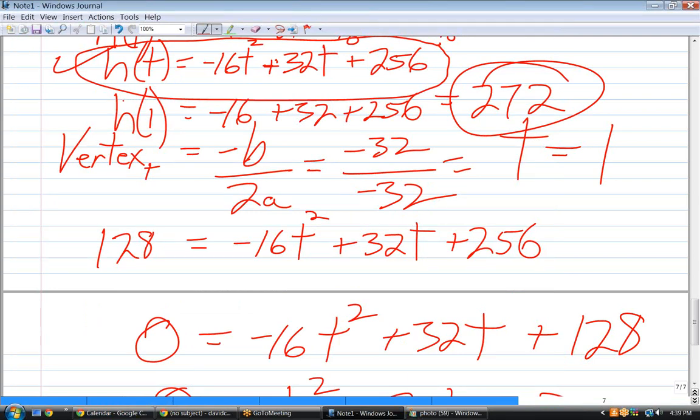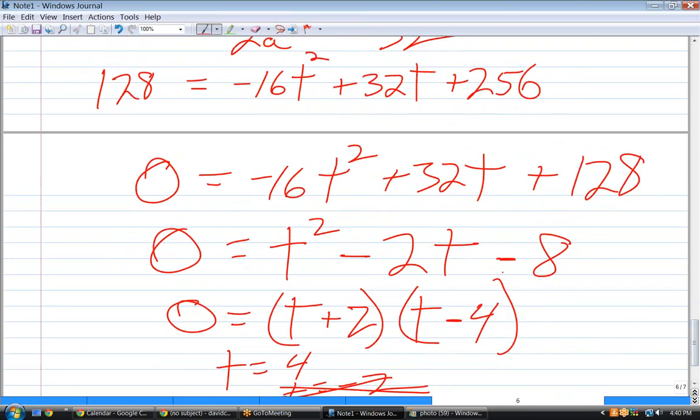But just to finish this problem, make h of t 0, because that's the altitude that the duck is at. Then go back and solve that quadratic when it is equal to 0. So instead of 128, it'll be 0 here, and then factor that and solve that.